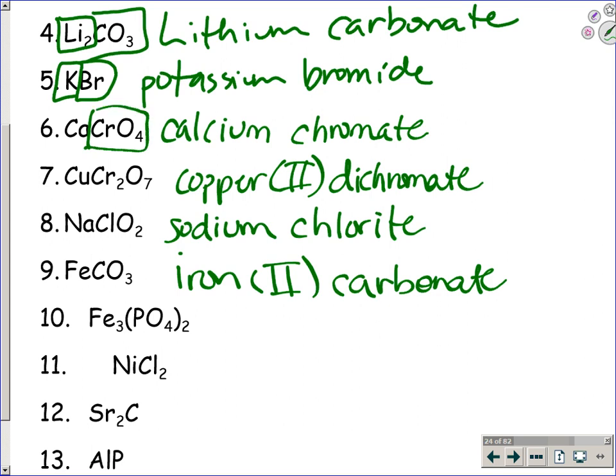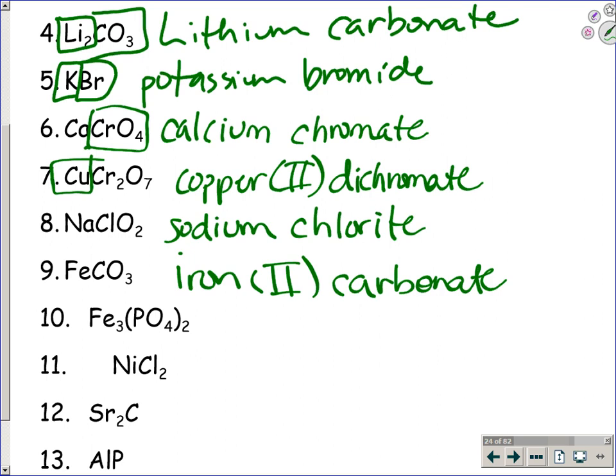Now, number 7 for copper. Copper is a what kind of metal? Transition. So we got to be on the same page. You can't just say copper, you have to say copper with a Roman numeral. Now, how would one know that this is copper 2 on this formula? Because the charges cancel out. Right, so I'm going to say the charges reduce.